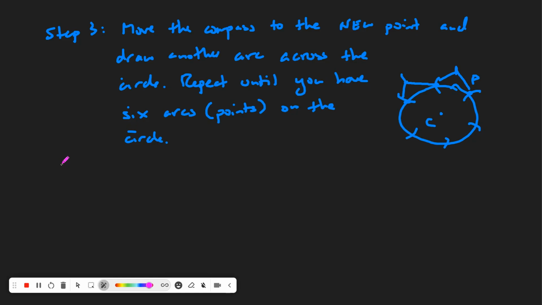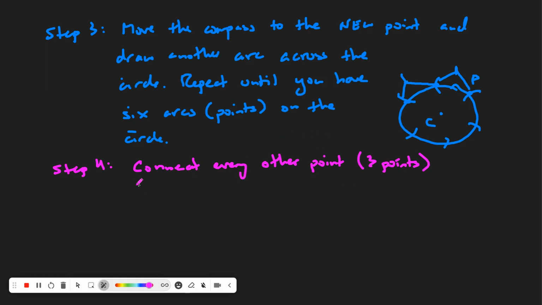Okay, so then our final step, step 4, we are going to connect every other point. That's going to give us 3 points total with segments, to create the equilateral triangle.